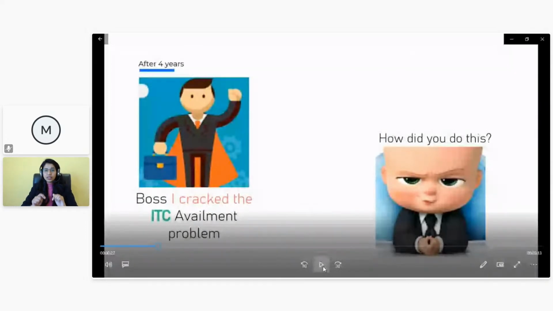Even though there was Rule 36.4, people were clear that this particular change was not in the section. So if this change is not in the section, how can I comply with Rule 36.4? Then again, the government made a change in Section 16 itself from 1st January 2022. So now the change is in the Act, and if there is a change in the Act, we have to follow that. So that confusion is gone.